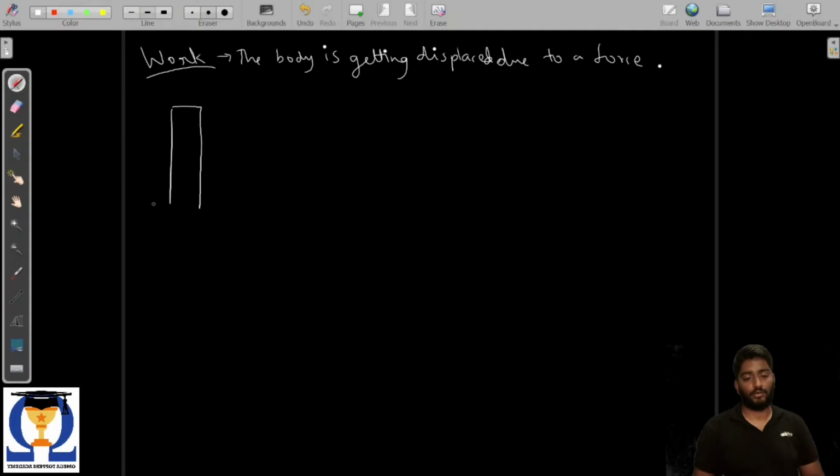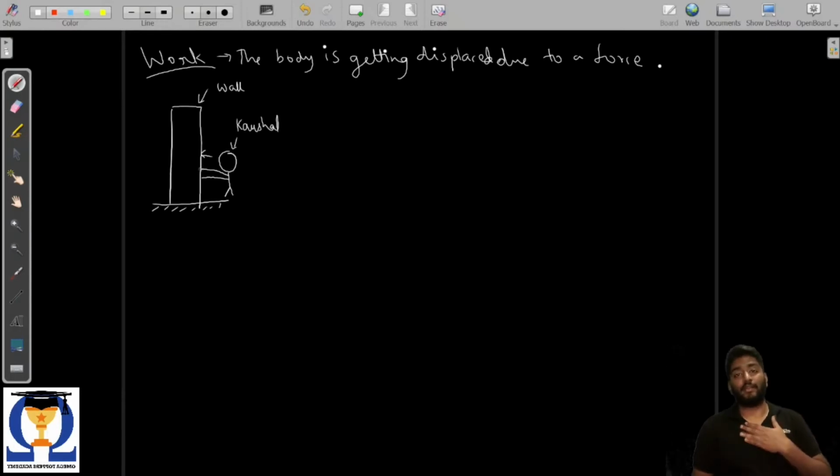Let's say I have a wall and I am standing here and I'm pushing the wall. I am applying a force on the wall as much as my muscles can. But is the wall moving? No. But am I getting strained? Yes. I feel tired after pushing the wall for some time. I'm definitely spending some energy, but work is not done. Why? Because the wall does not move. There is no displacement of the wall, so I can say that no work is done.